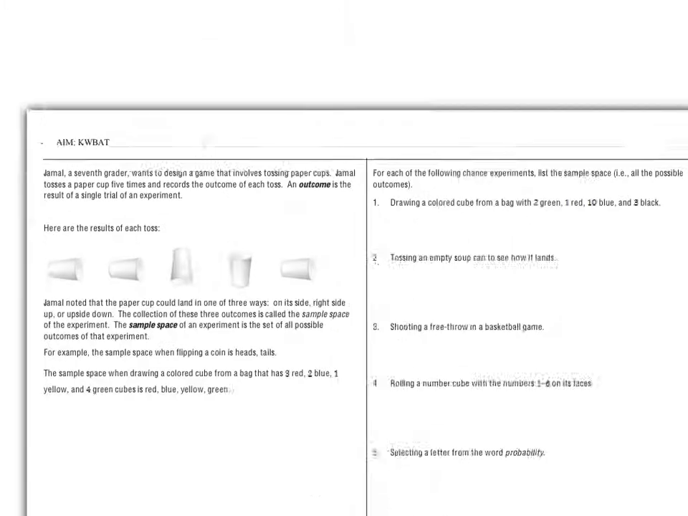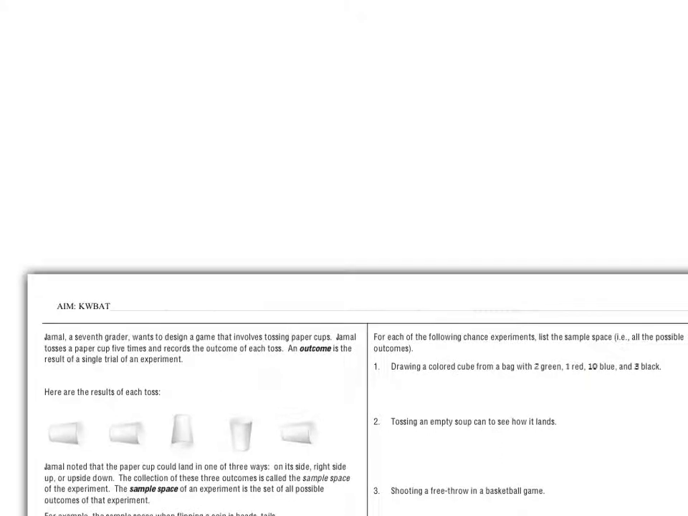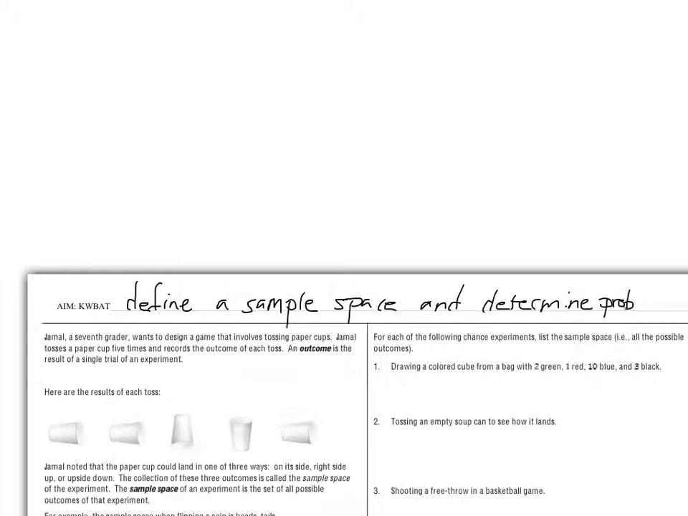Looking at today's aim, Kipsters will be able to define a sample space and determine probability of an event. So we're just going to put it like that. Determine probability.